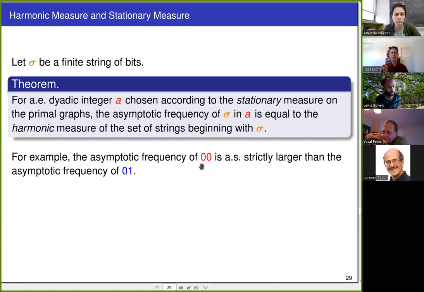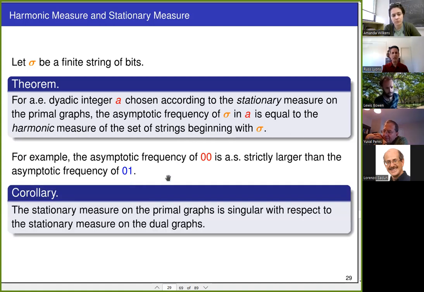So, for example, the asymptotic frequency of 0, 0 is therefore strictly larger, almost surely, than the asymptotic frequency of 0, 1. Because we just saw that for the harmonic measure. In other words, the stationary measure has a certain almost sure property that Bernoulli 1/2 measure does not share, which was the stationary measure for the dual. And that's why these two measures are singular.